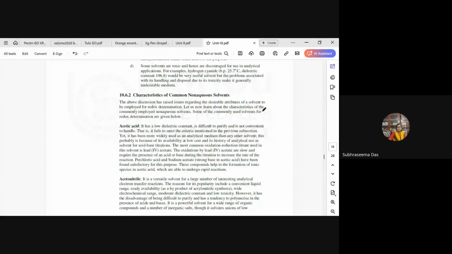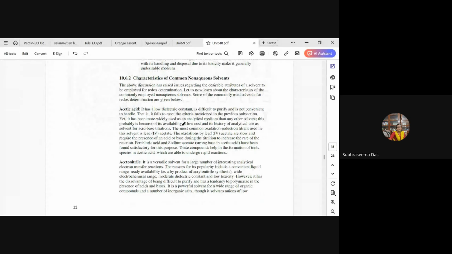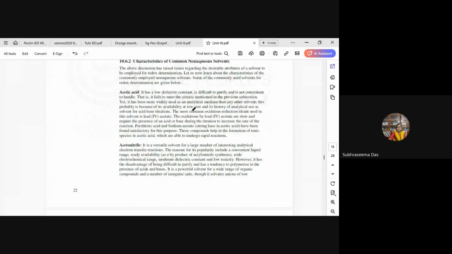Then coming to some of the characteristics of common non-aqueous solvents. Some of the commonly used solvents for redox determination are acetic acid. Because it has a low dielectric constant, it is difficult to purify, and it is not even convenient to handle. Thus, it fails to meet the criteria, yet it has been widely used because of its availability at low cost for acid base titration. The most common oxidation reduction titrant that is used is lead acetate. Perchloric acid and sodium acetate have been widely used in analytical chemistry.